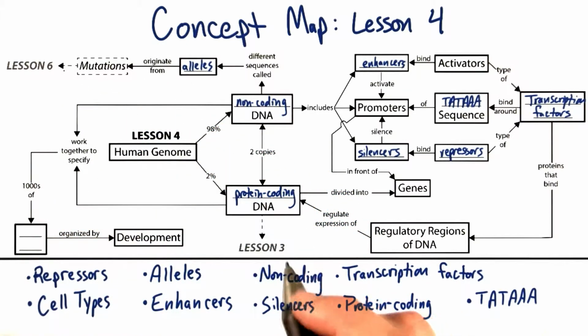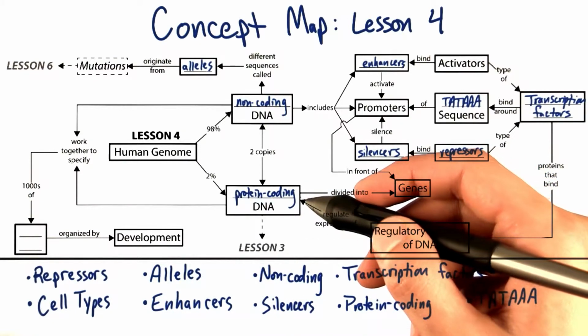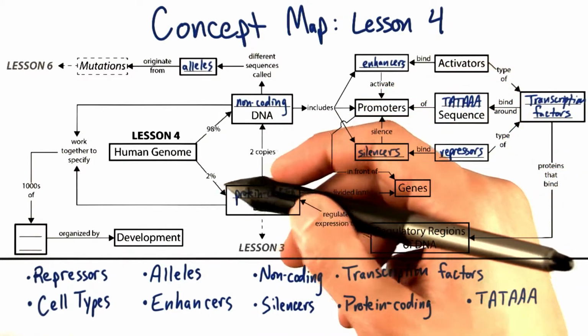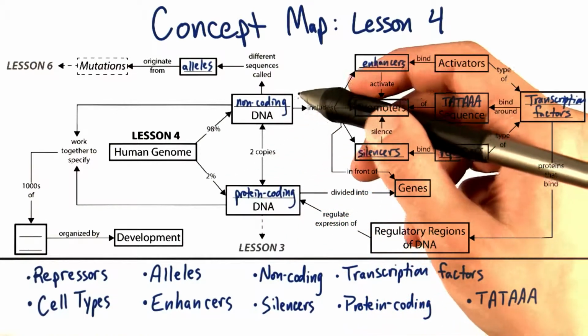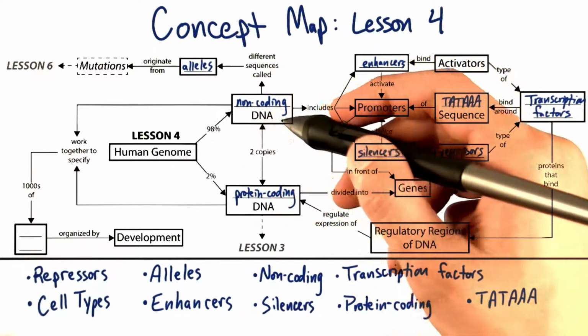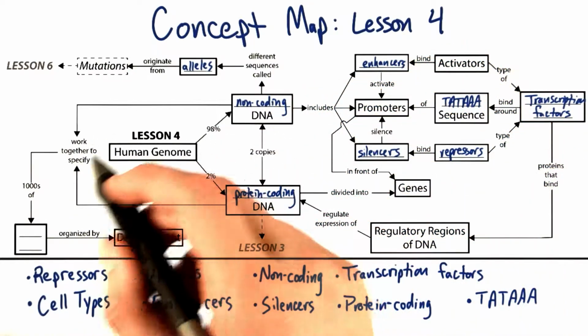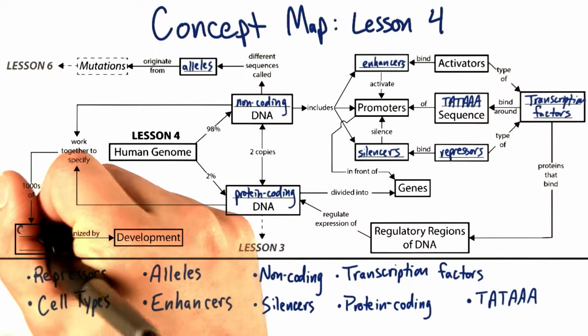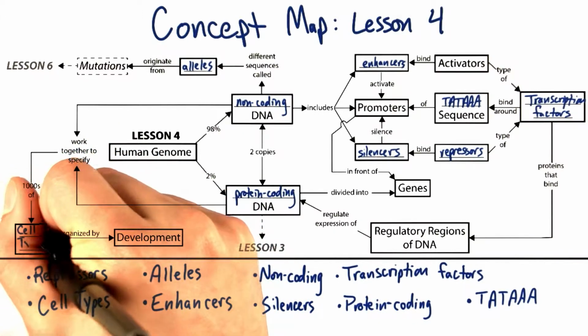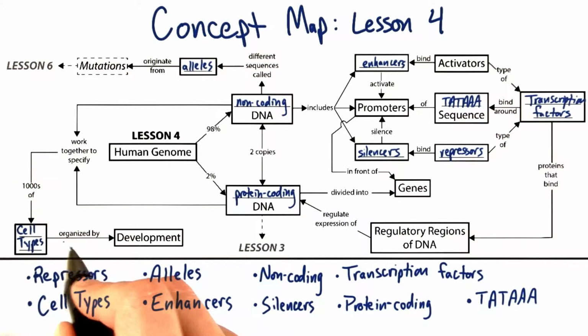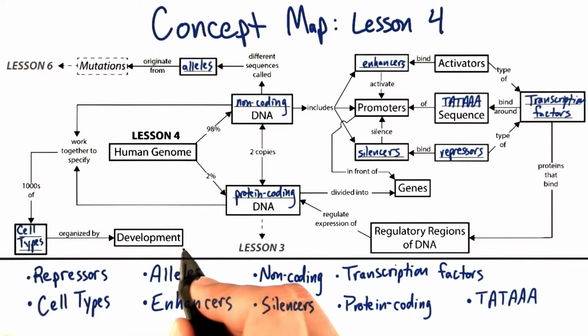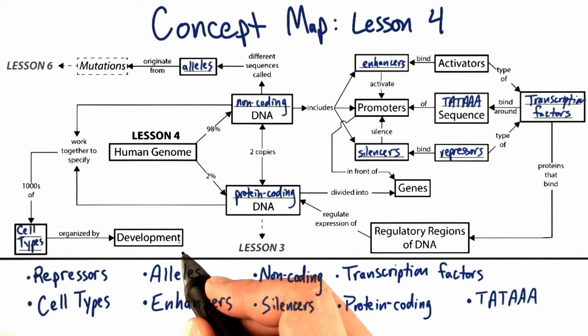Overall, in the human genome, both protein-coding DNA, even though it represents only about 2% or less, and non-coding DNA, which represents the vast majority of our genome, they work together to specify thousands of different cell types. And together, these are organized by the process of development that makes us who we are, all of our complexity, all of our traits.